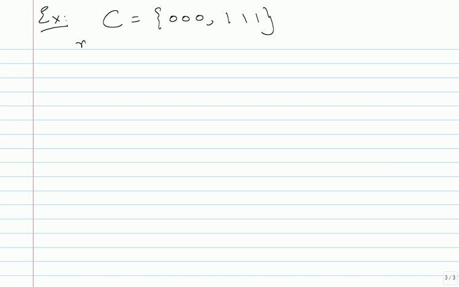Assume that you have R equals R1, R2, R3, being received when you transmit a codeword with BPSK modulation over AWGN, and so on.